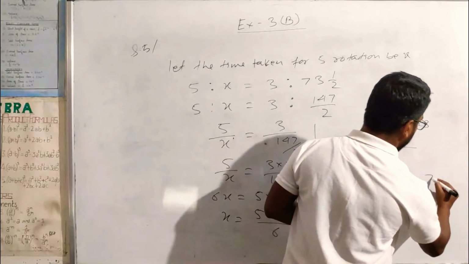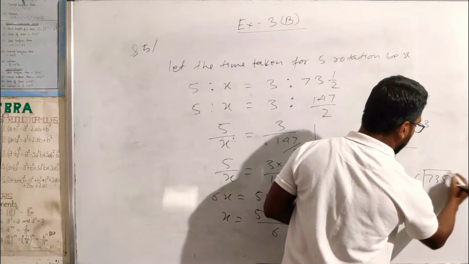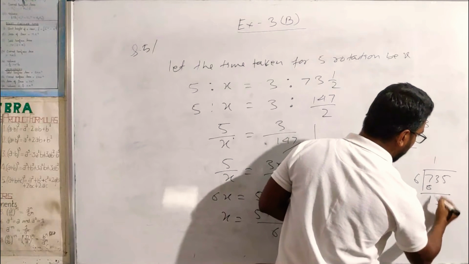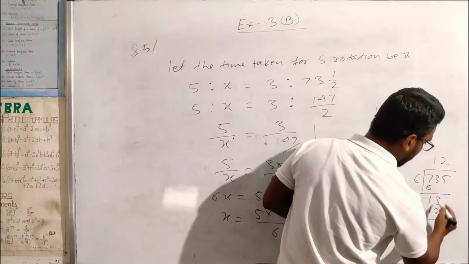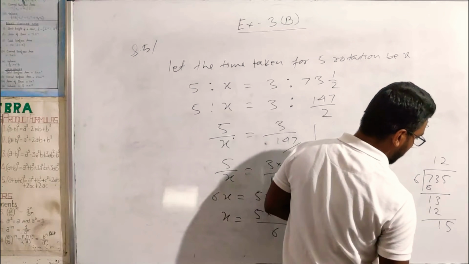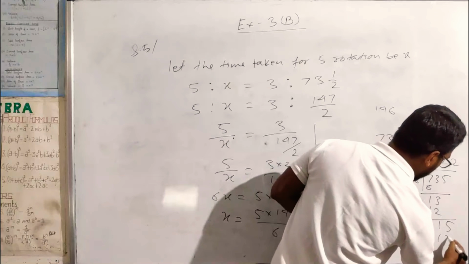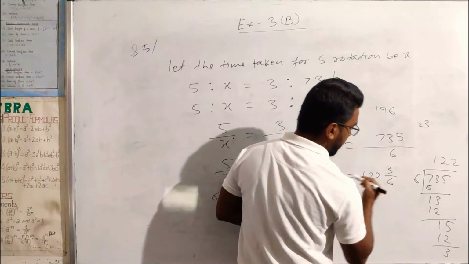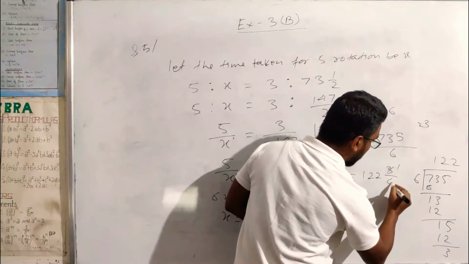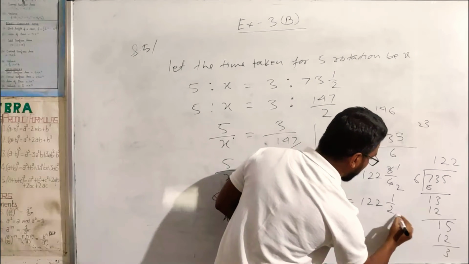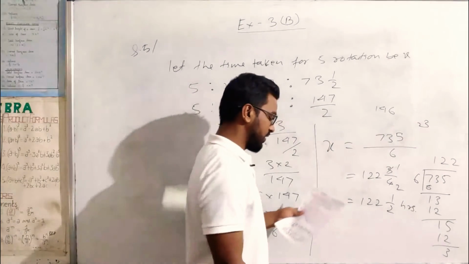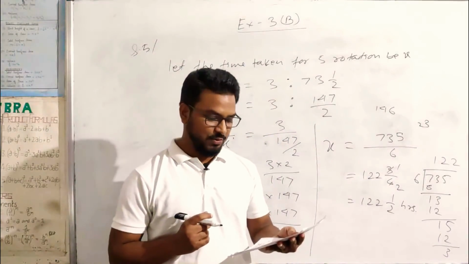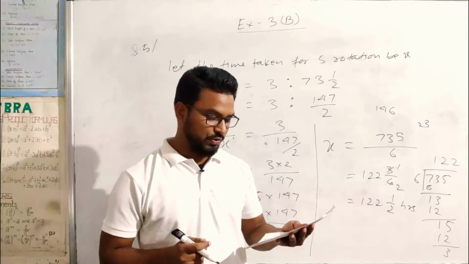So we'll convert it. 735/6. If you divide, 6 1s are 6, 1 remainder, 3 2s are 12. This will be 122, and the remainder is 3, so this can be written as 122 3/6. Further we can reduce this, 1 and 2, so this is 122 1/2 hours. Okay, so it will take 122 1/2 hours to make 5 rotations. Okay, we'll move to the next question.